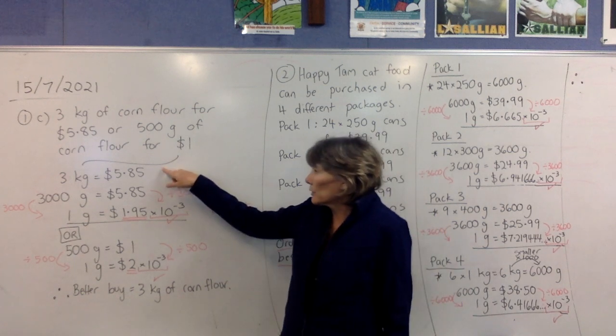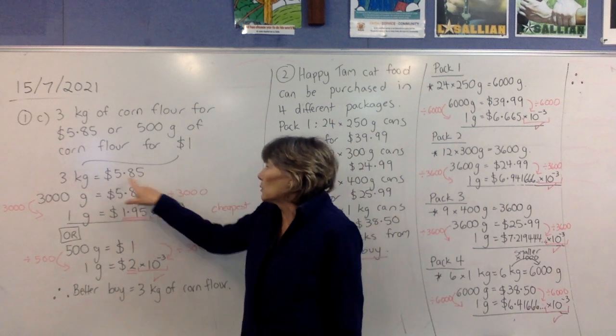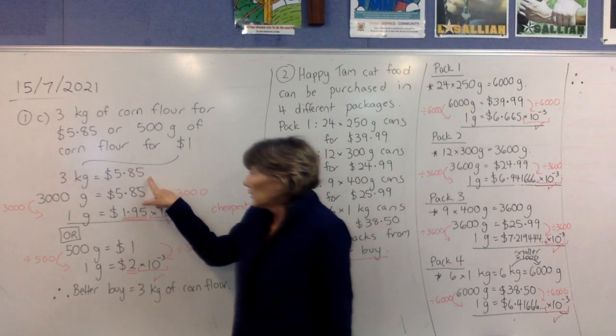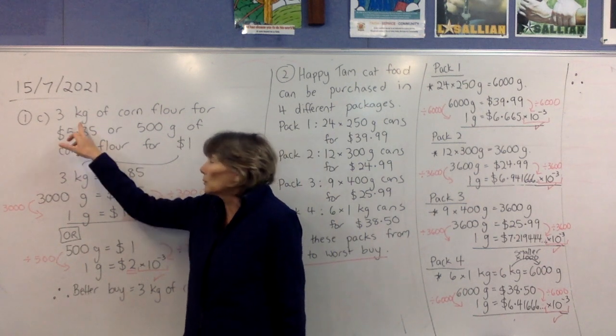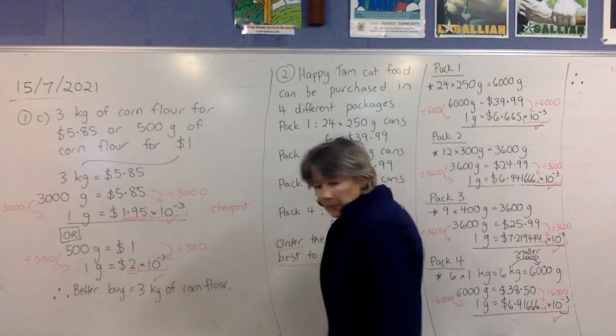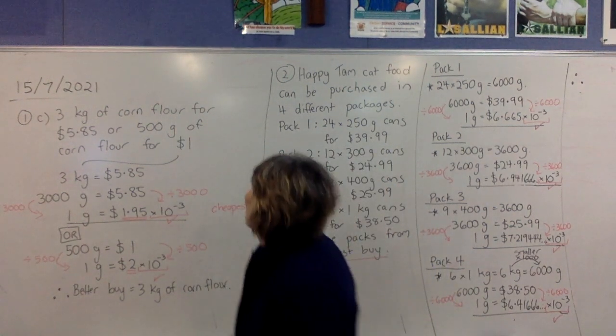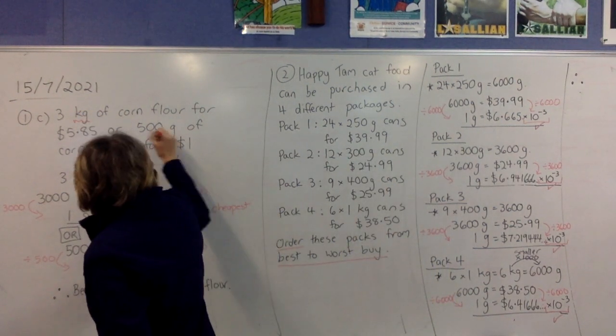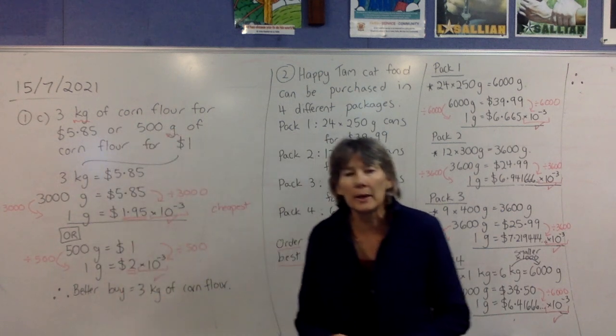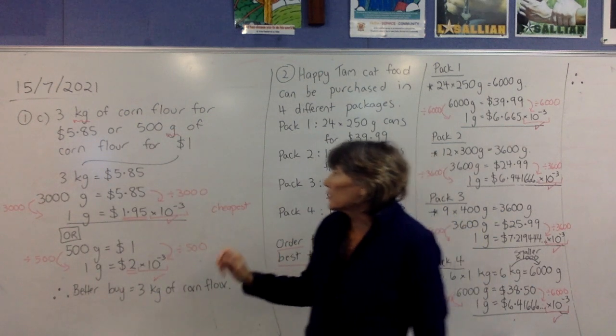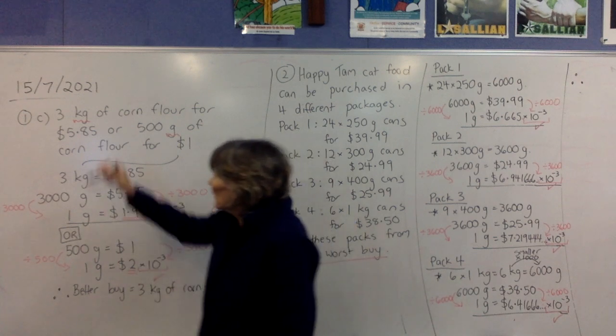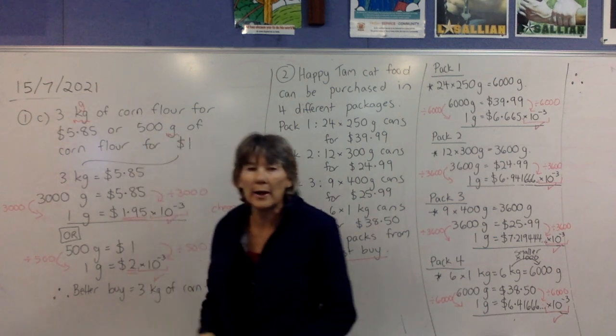So we start off with the first one, 3 kilograms equals $5.85. Now, for this one, because we have different units here, if you have a look at it, we have a problem with the kilograms and the grams. So I'm going to make sure everything's in grams. So we want to get this to grams.